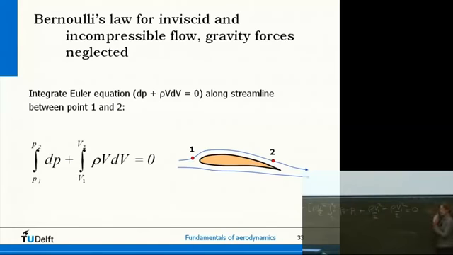Now we collect all states 1 on one side and all states 2 on the other side, so we get P2 plus a half rho V2 squared, and this is equal to P1 plus a half rho V1 squared. And that's our nice friend, the Bernoulli equation.